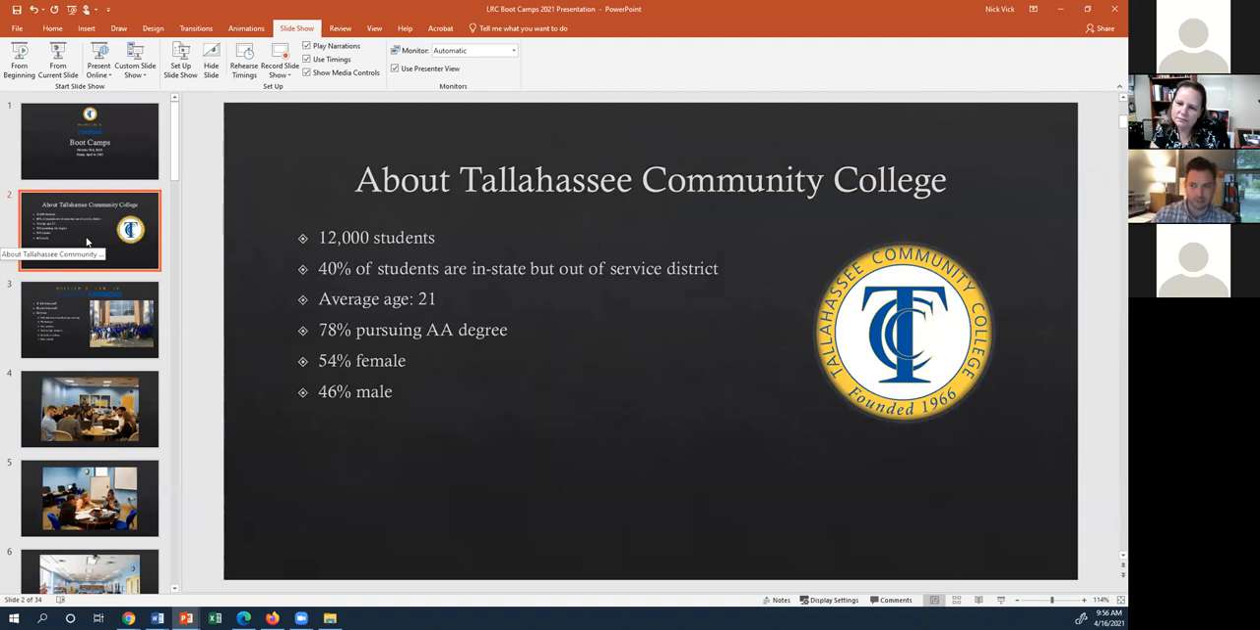We have about 12,000 students. And one thing to note is that our average age is about 21. So a much younger population than most community colleges across the nation and even in Florida as well. But nearly 80% of our students are seeking an AA degree so that they can transfer. And most of our students are trying to transfer to FSU or FAMU.